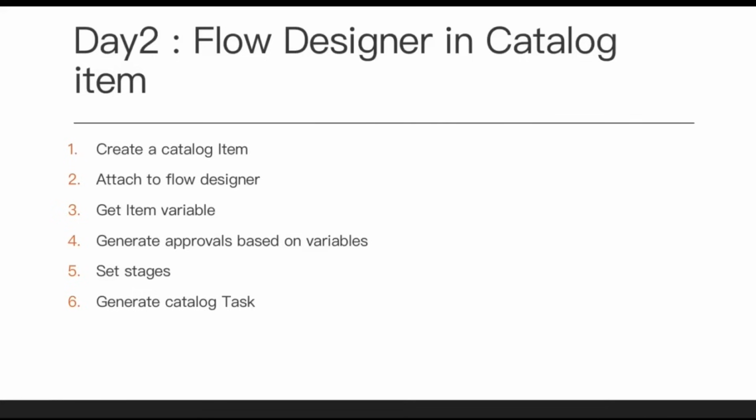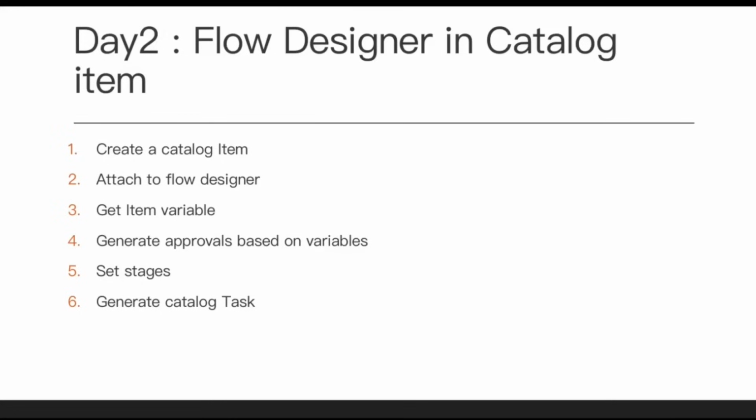For that, what steps are we going to take? We are going to take 6 steps. The first step is that we are going to create a simple catalog item, and then we are going to attach this flow designer to the particular catalog item. Then we'll get the catalog item variable, and based on certain conditions, we are going to generate some approvals. We are going to set the stages, and then finally we are going to generate a catalog task. Once that catalog task is completed, we are going to end this flow. So this is our task today.